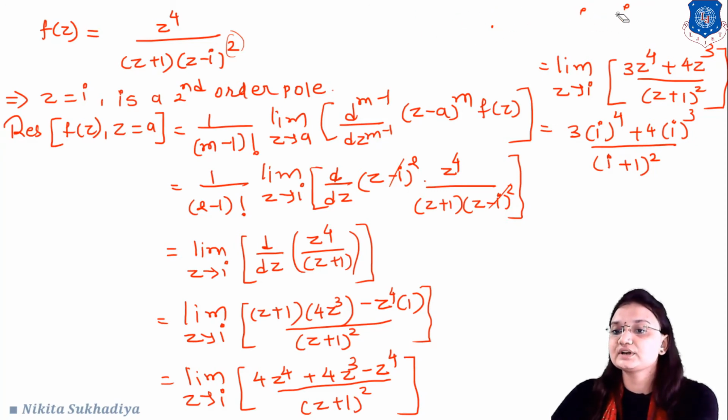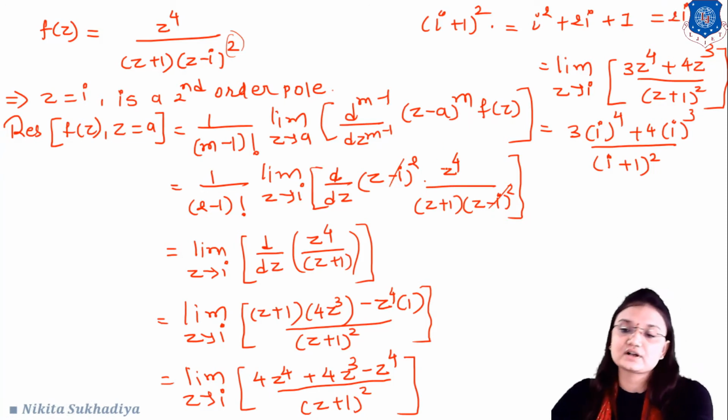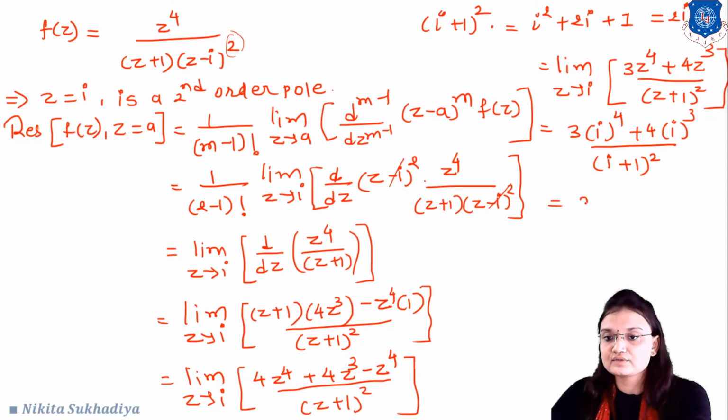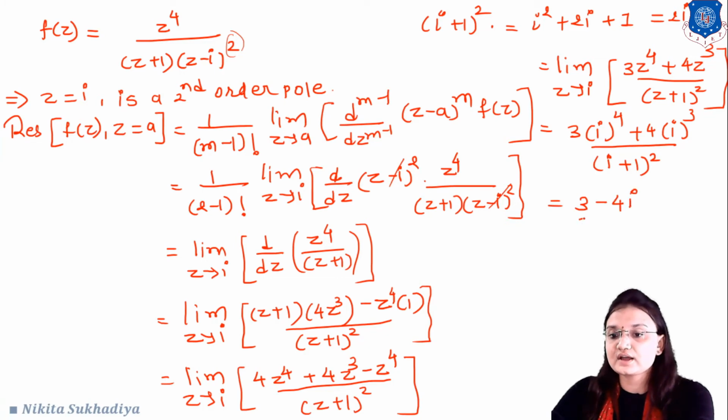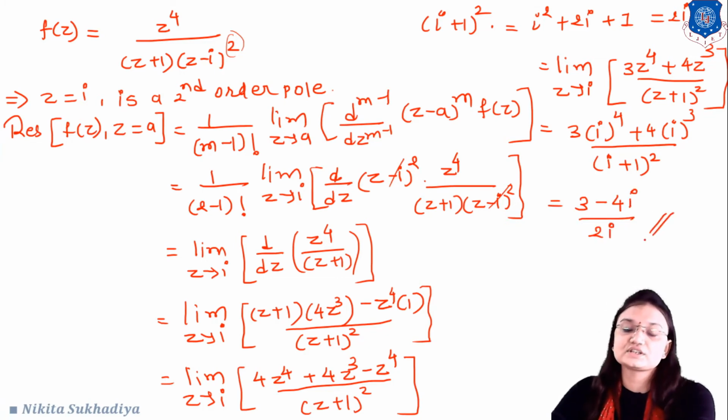And here in the denominator we have (i plus 1) raised to whole square. So this is nothing but i square plus 2i plus 1, and i square is minus 1. So minus 1 plus 1 cancel out, so this will become 2i. Okay, so now we have 3 plus 4 times i cube, and the answer for i cube is minus i. So this will become (3 minus 4i) upon 2i. So this is the answer for the residue at the z equal to i point.